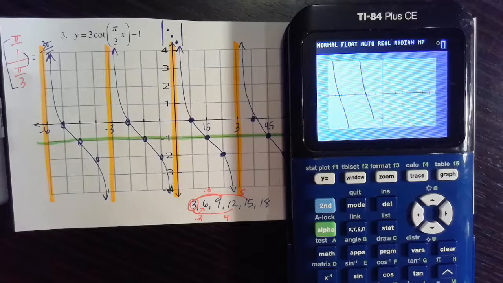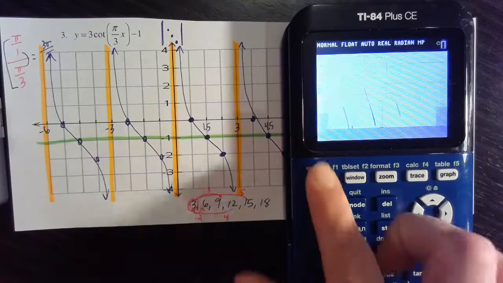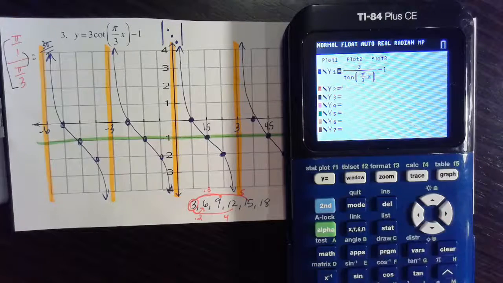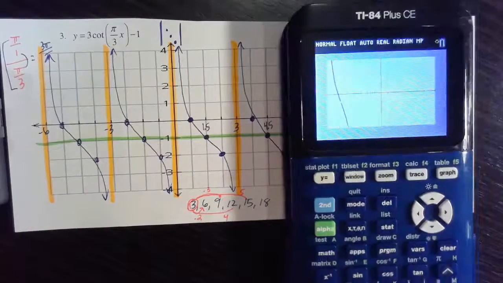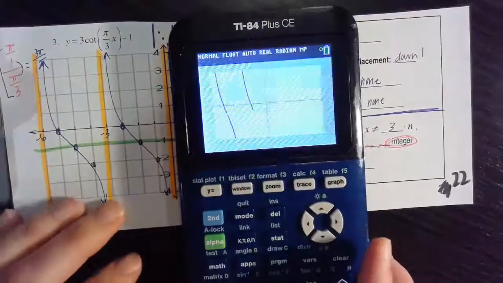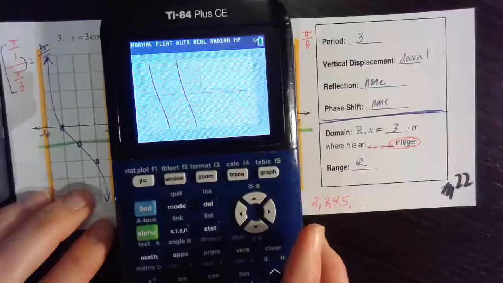Something else you might want to do is draw in that y equals -1. And it's going to take forever to graph. But what you may have noticed on my calculator, I know the glare is terrible, I don't know how to make it much better.